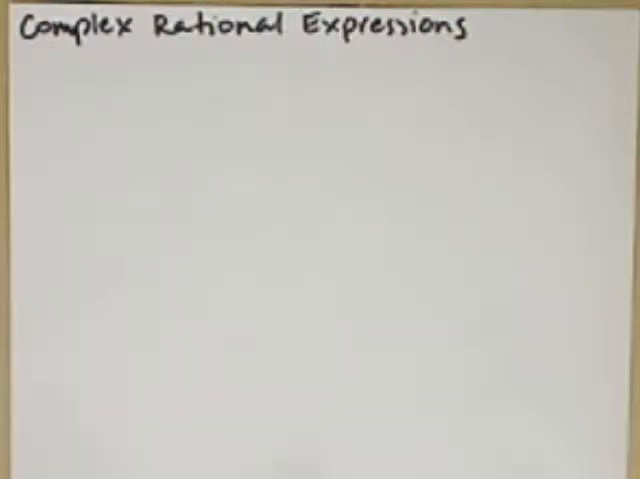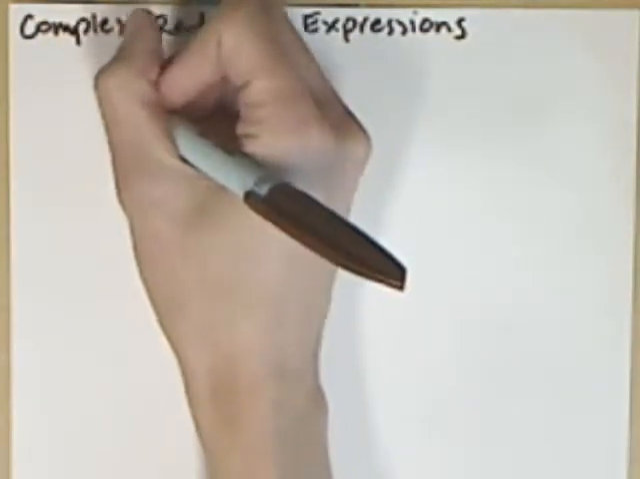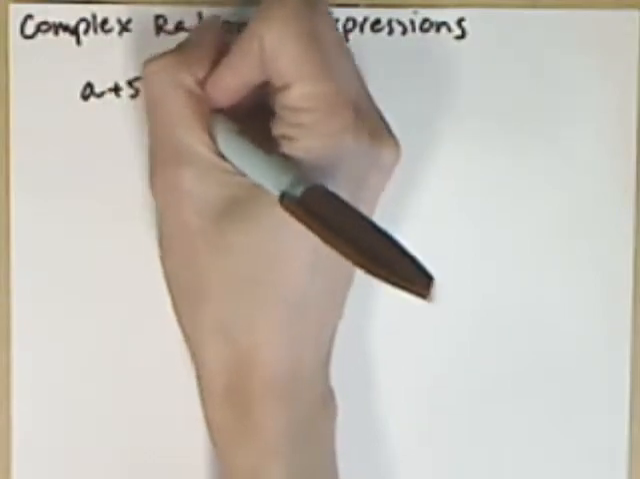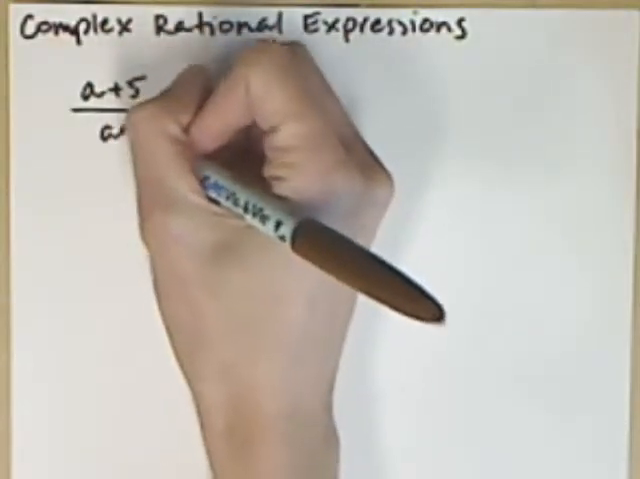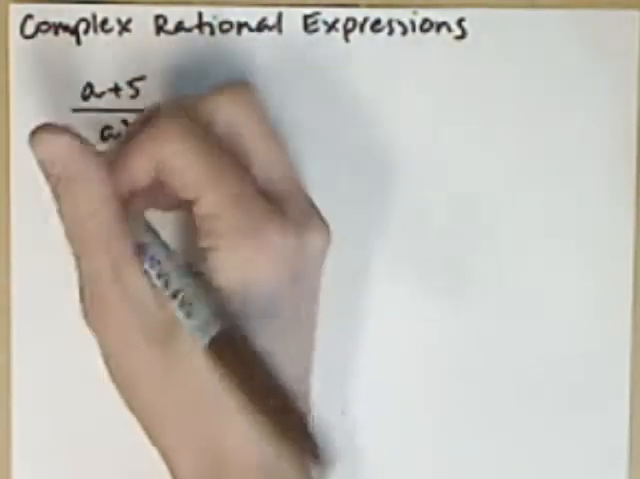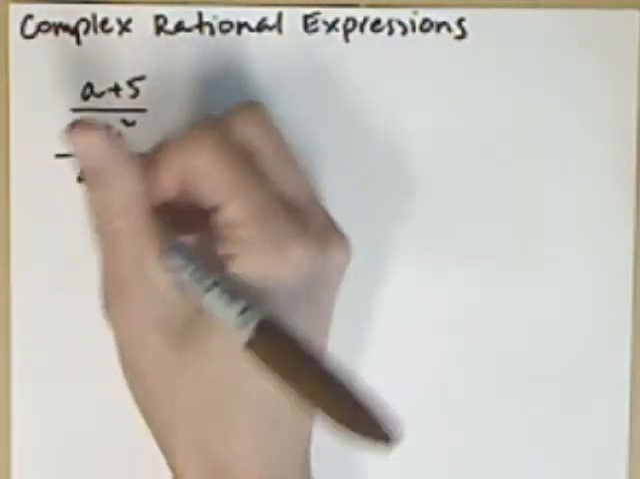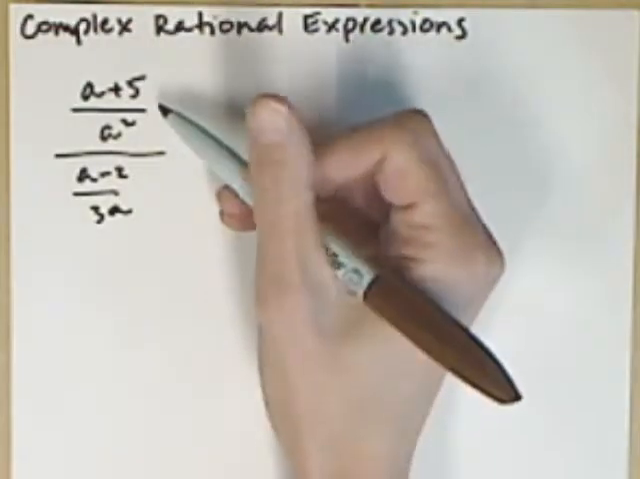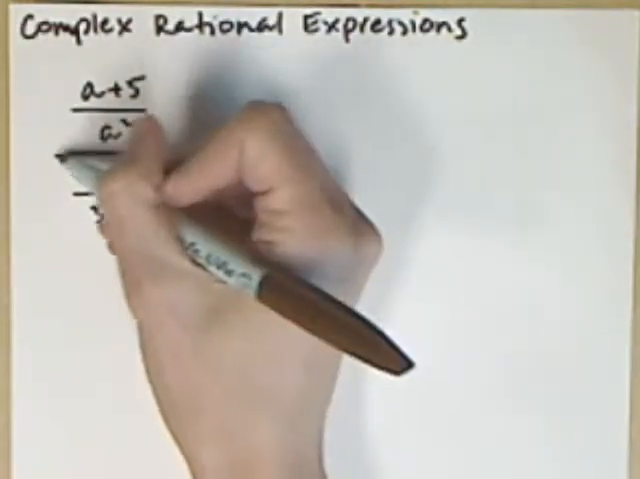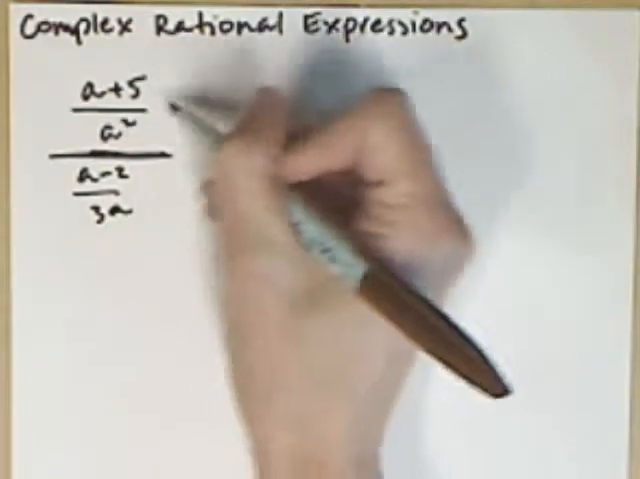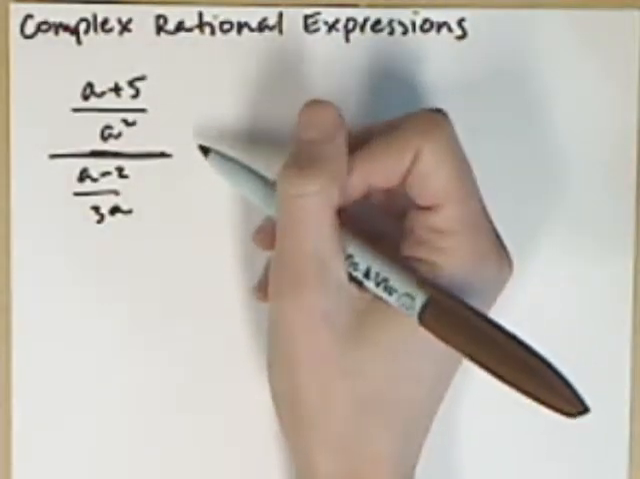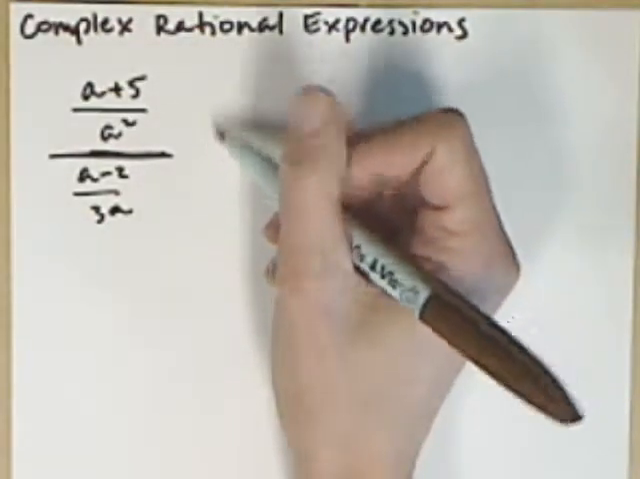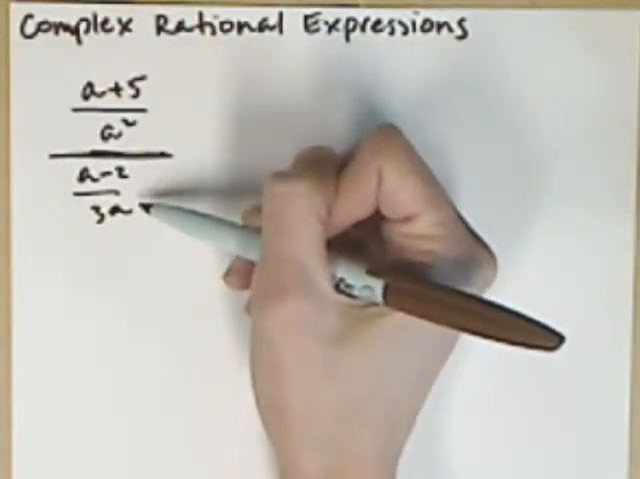We're going to work on simplifying complex rational expressions. So essentially we're going to take a rational expression like this one. Let's say we've got a plus 5 over a squared all over a minus 2 over 3a. And we're going to simplify it, which means we're going to take this fraction of fractions, this big division bar, fraction on top, fraction on the bottom, and create a simple fraction with no denominators here or here.